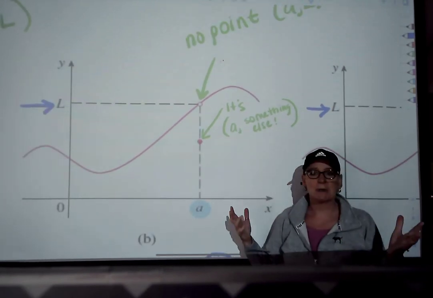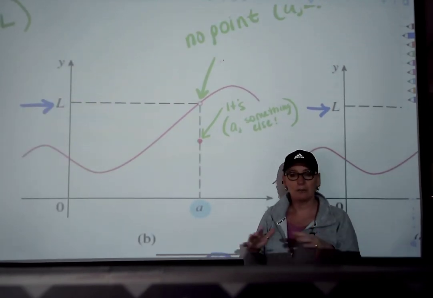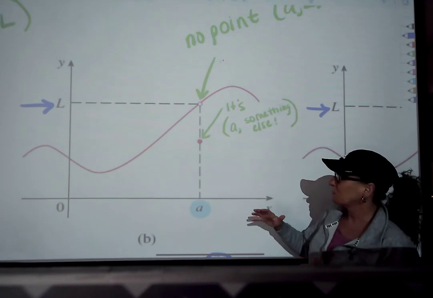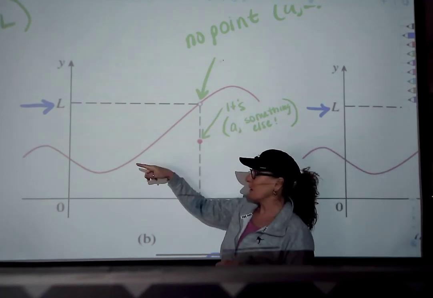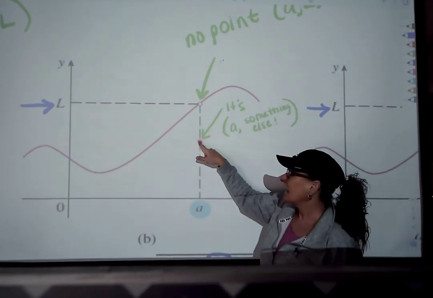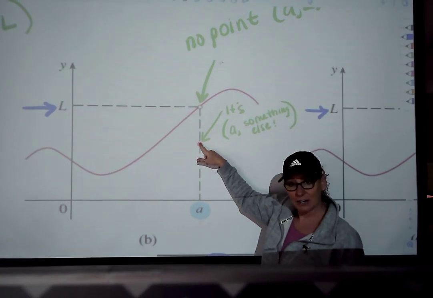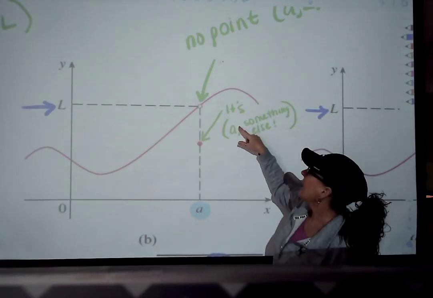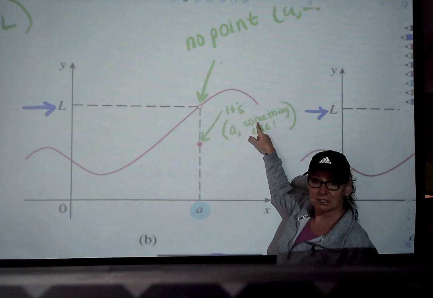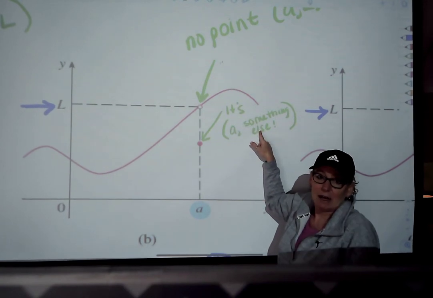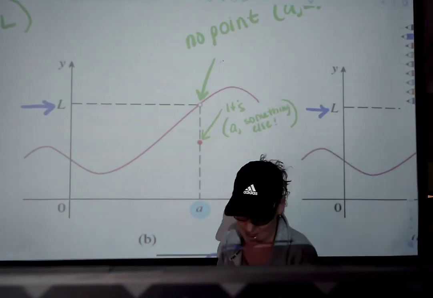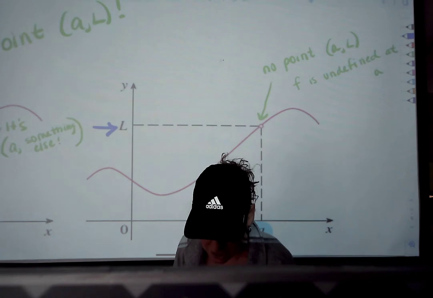Right? This is just a piecewise function. Not a big deal. You've seen piecewise functions before. So yes, there's this pink function, but all of a sudden, at a, there's a point down here. So there is a point (a, something). It's just not (a, L). No big deal.